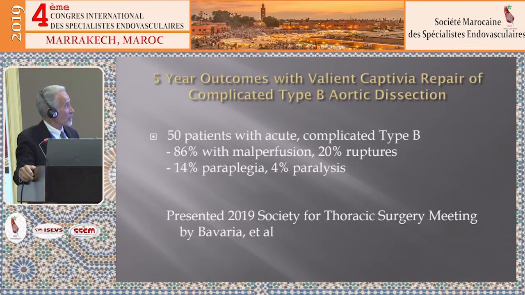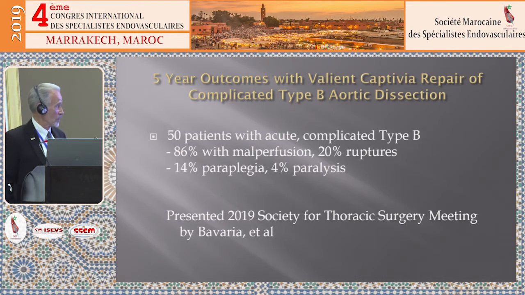And with this, there's now been, Dr. Bavaria just presented at the Society for Thoracic Surgery, 50 of these patients that were in the original Medtronic trial that have 5-year follow-up now, so that there's data out. And in this group, these again were complicated type Bs. 86% of them had malperfusion and 20% had rupture, with 14% of these patients having cerebral spinal cord symptoms. So this is obviously a very ill patient group.